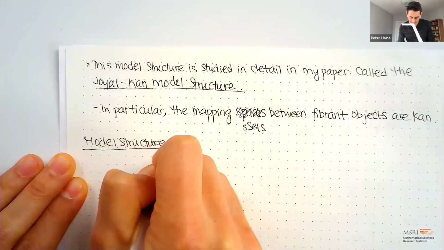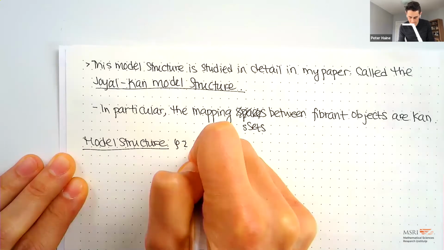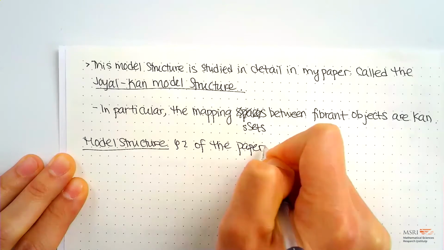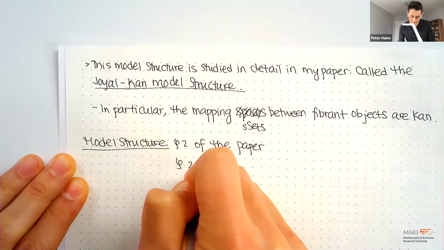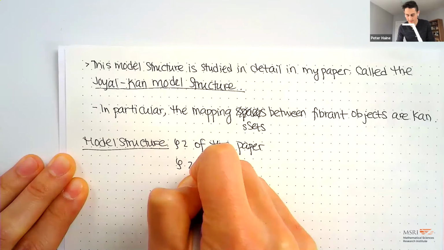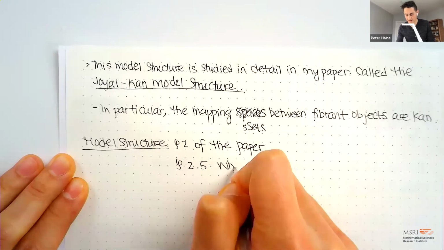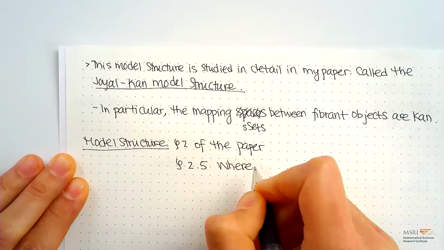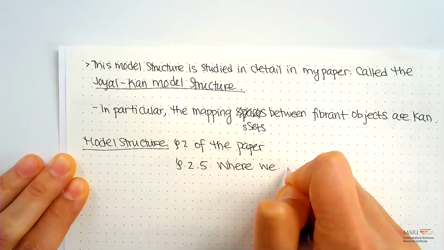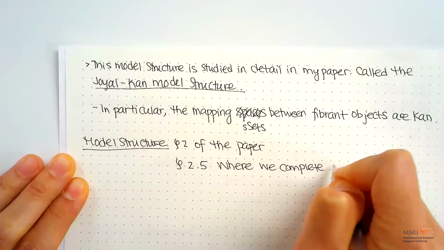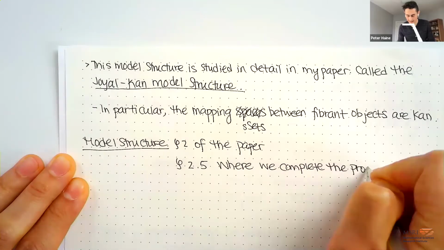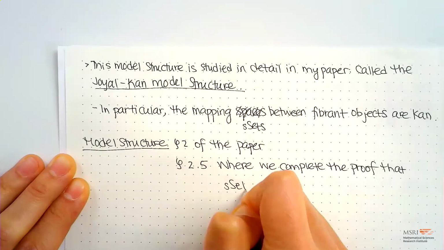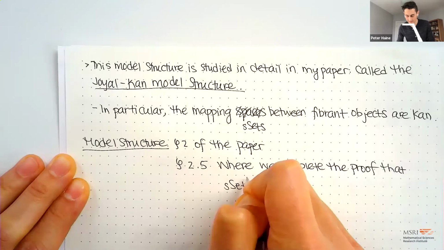is really considered in section 2 of the paper. And section 2.5 is where we complete the proof. That's the room where it happens. That is, simplicial sets over the nerve of P in this Joyal-Kan model structure is simplicial.